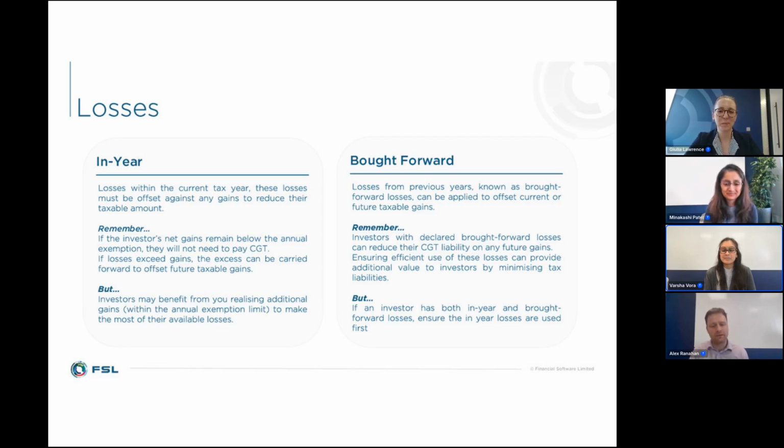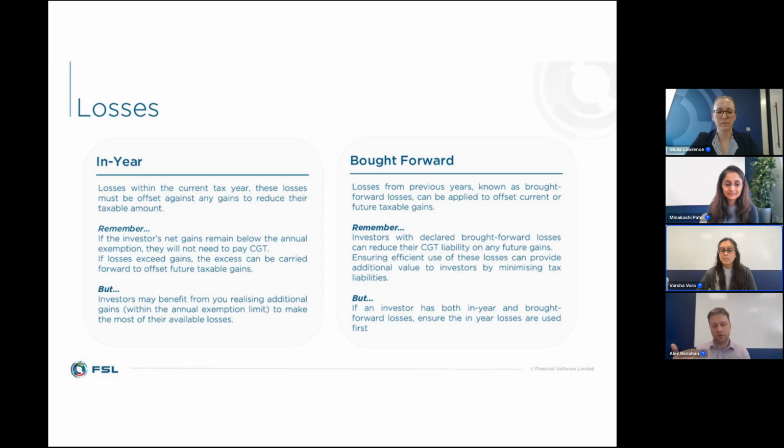So as a reminder, in case anyone's not aware, a connected person is essentially a family member typically. So it'll be a sibling, ancestor, or descendant. And if you make a transfer to a connected person, remember that transfer takes place at market value. The amount of consideration that's actually paid is not taken into account, it's just the market value.